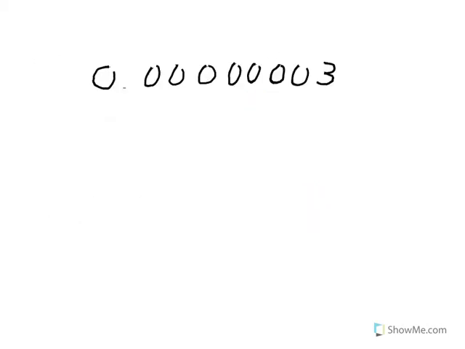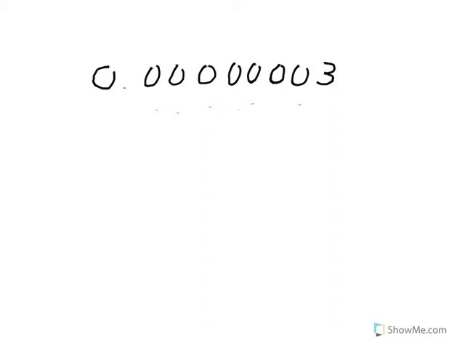Let's take a look at another example. So 0.0000003, or let's think about what that is as a fraction. So we have tenths, hundredths, thousandths, 10,000ths, 100,000ths, millionths, 10 millionths. So this is 100 millionths. So 300 millionths is a very, very, very small number.